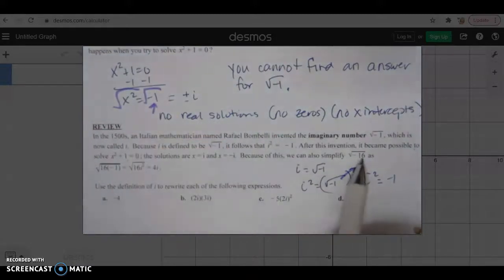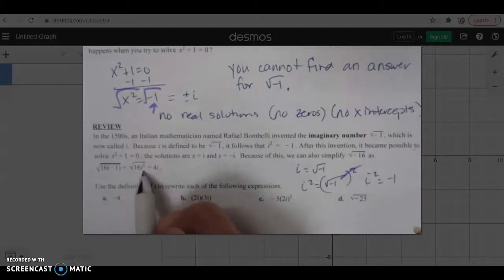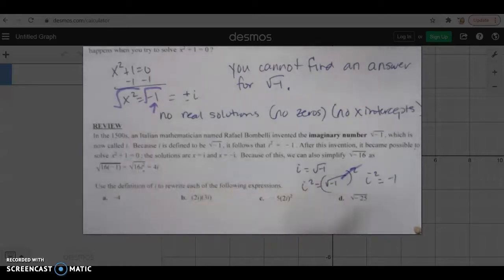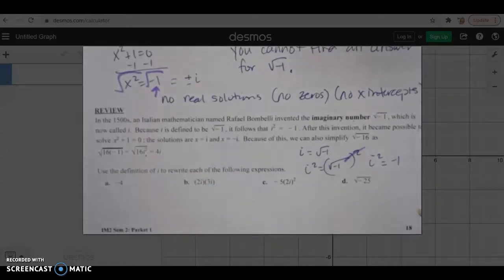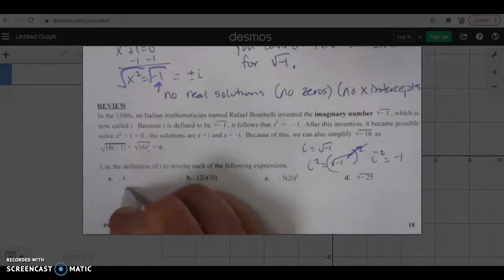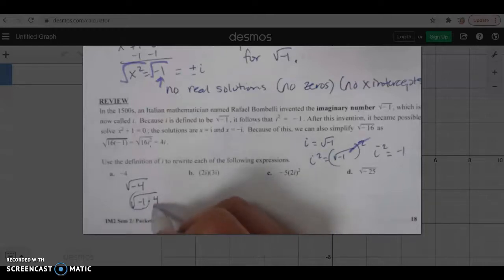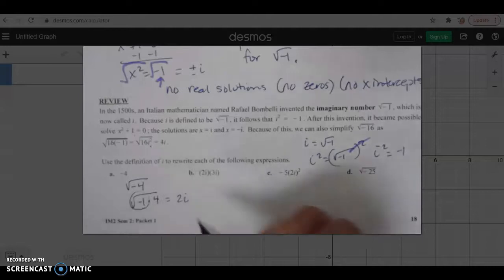Because of this, we can solve the square root of negative 16. I change negative 1 to i squared, and that becomes 4i. Well, positive or negative 4i. We're going to focus on the positive. So using the definition, let's solve each of these. We're going to take the square root of negative 4. That's like taking the square root of negative 1 times 4, and we know that the square root of negative 1 is i, and the square root of 4 is 2, so that's going to be 2i.